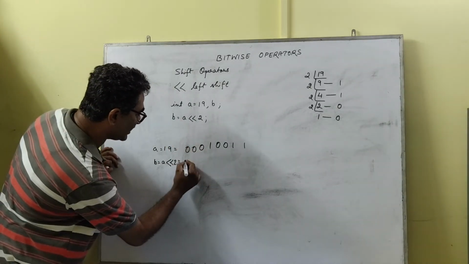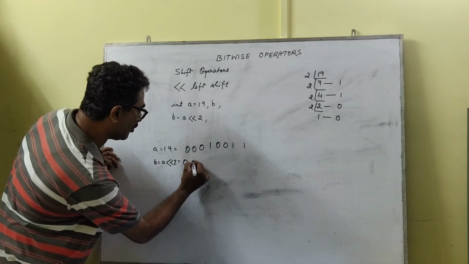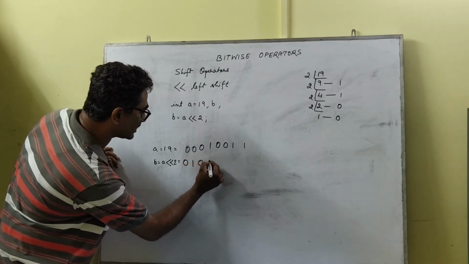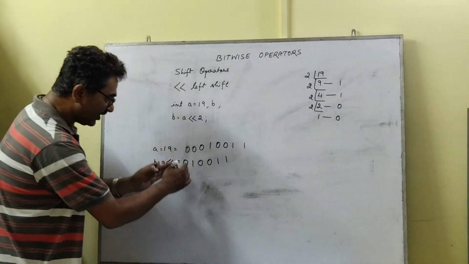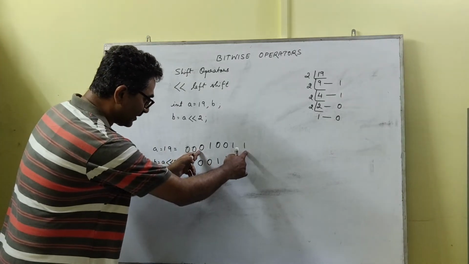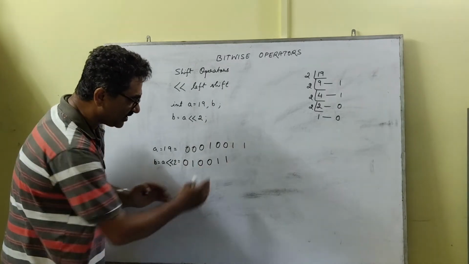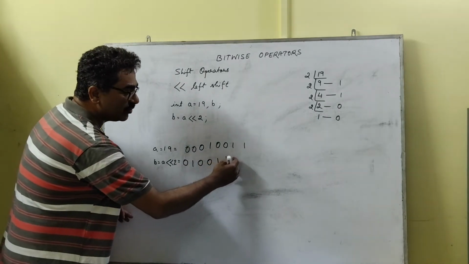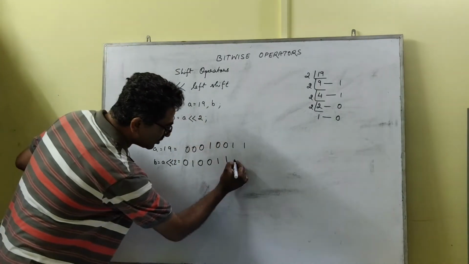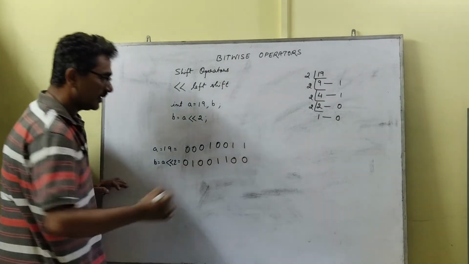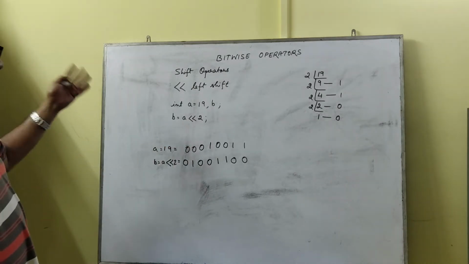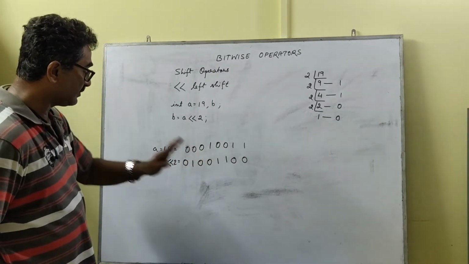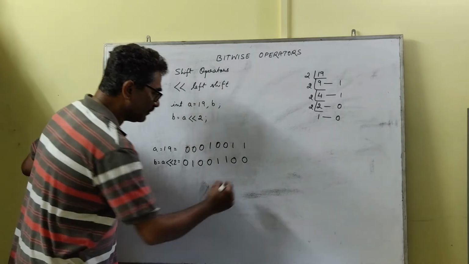So what we are left with is 0, 1, 0, 0, 1, 1. You can see these two bits are gone, and we are left with the remaining bits. And on the right hand side, we are getting two vacated bit spaces, so it will always get filled up with 0. So this is what happens with left shift. Now once again go for the conversion from binary to decimal to understand which number got stored inside B.